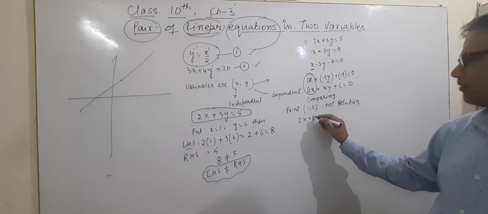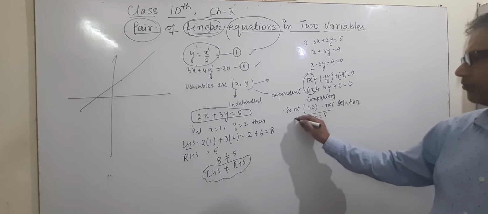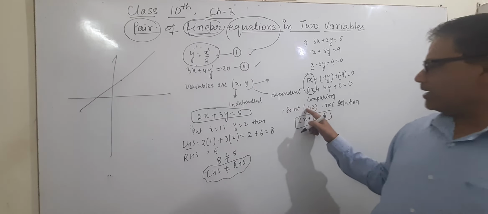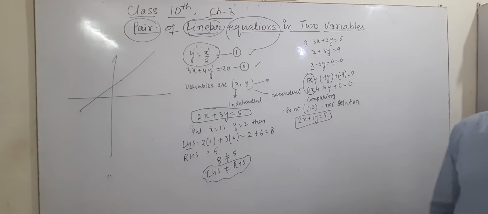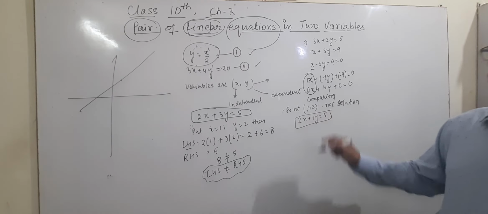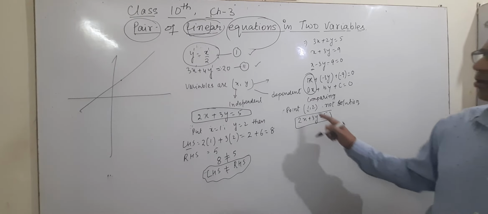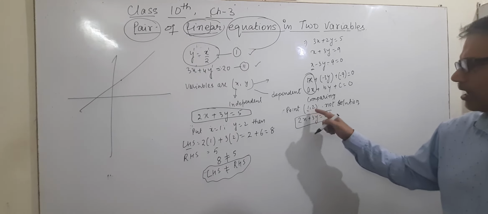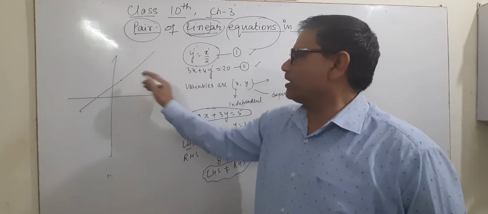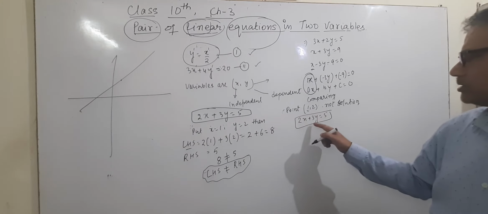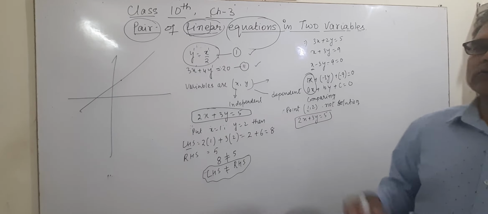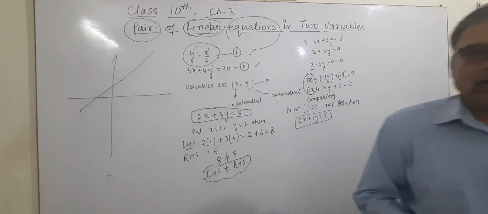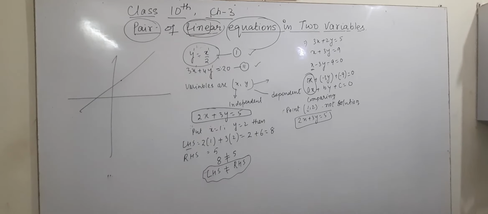2x plus 3y is equal to 5. It means (1, 2), where 1 is the value of x and 2 is the value of y, is not a solution of this equation. It means this point does not lie on this line. (1, 2) is the point which does not lie on this given line. Is it clear?